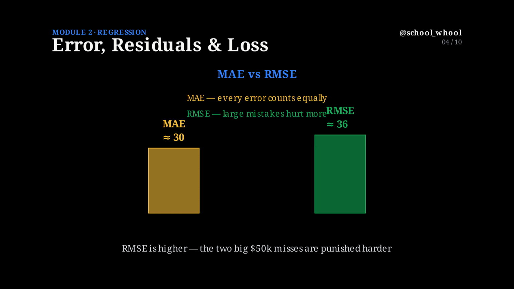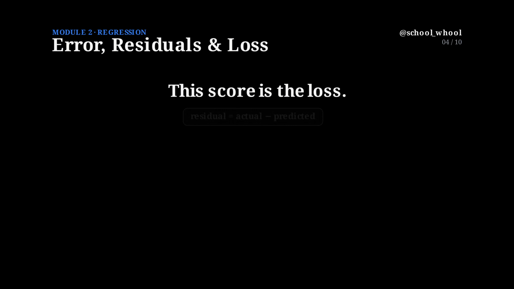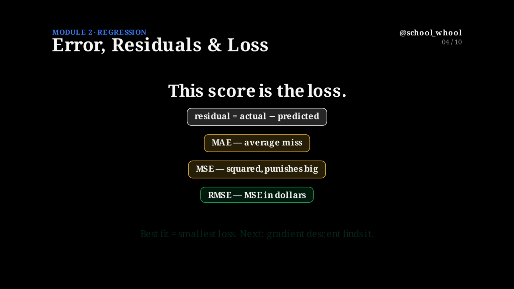Use MAE when every error should count equally. Use RMSE when large mistakes are especially bad. So we now have a single number that scores any line. Smaller means better. This score is called the loss. The best fit line is simply the one that makes the loss as small as possible. Next, how the model actually walks downhill to find it, gradient descent.